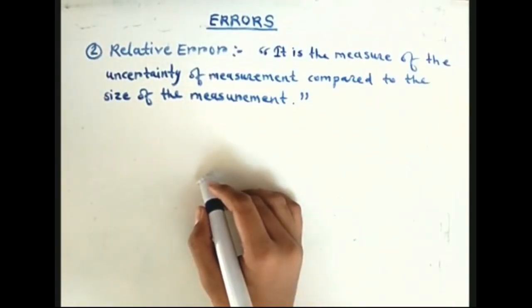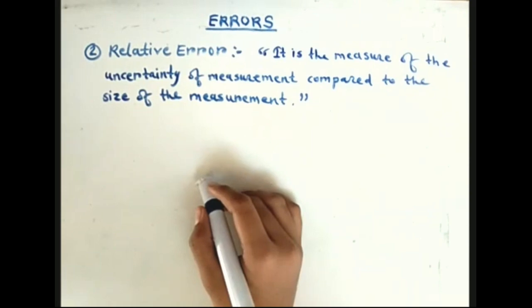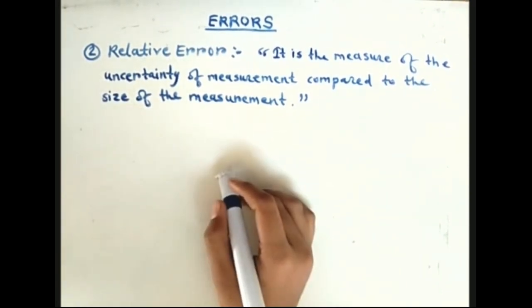In the previous session, we discussed what is error, the types of errors, and we studied what is absolute error. In today's session, we will study the relative error and the round-off error. Let's see relative error.